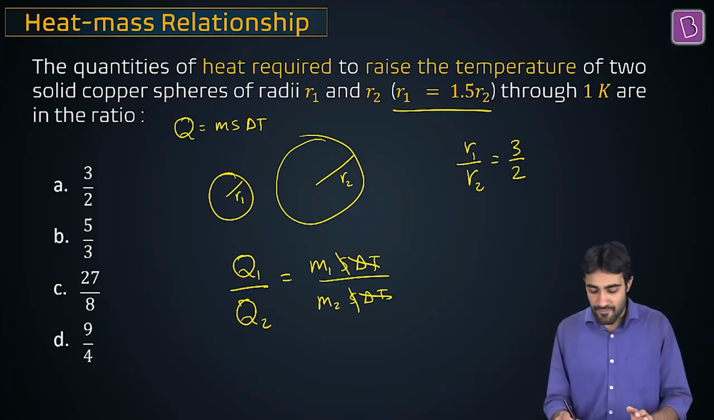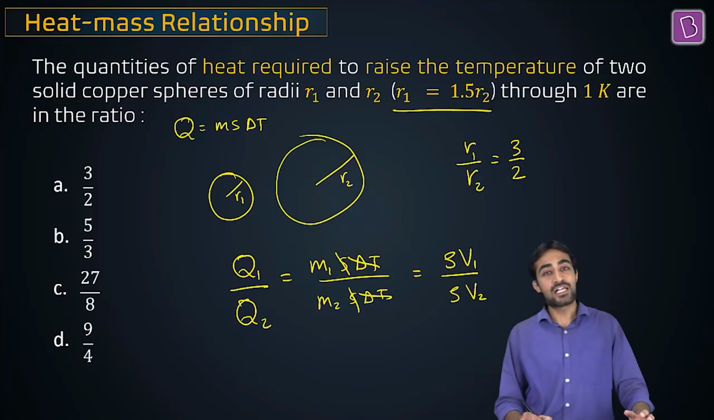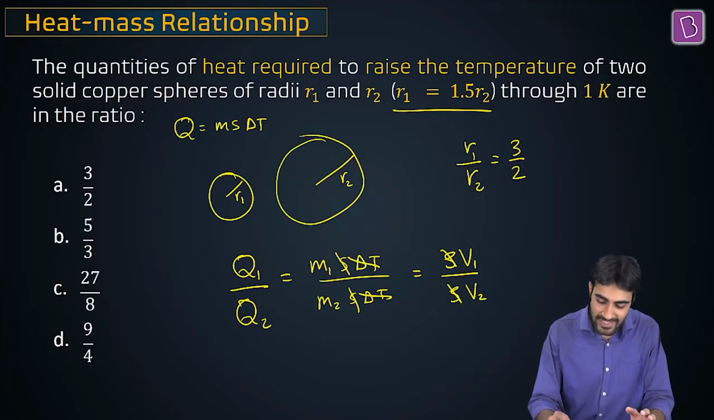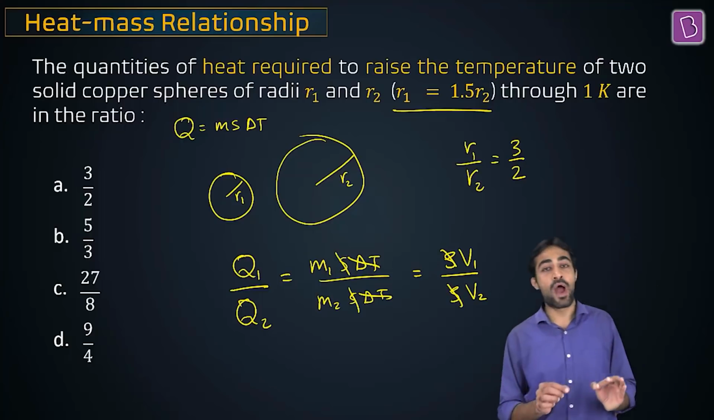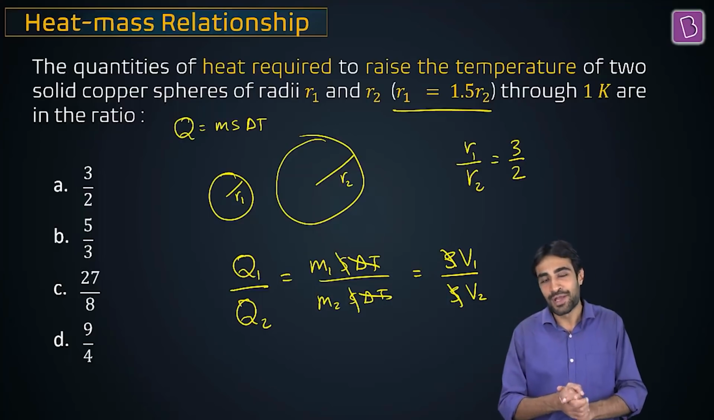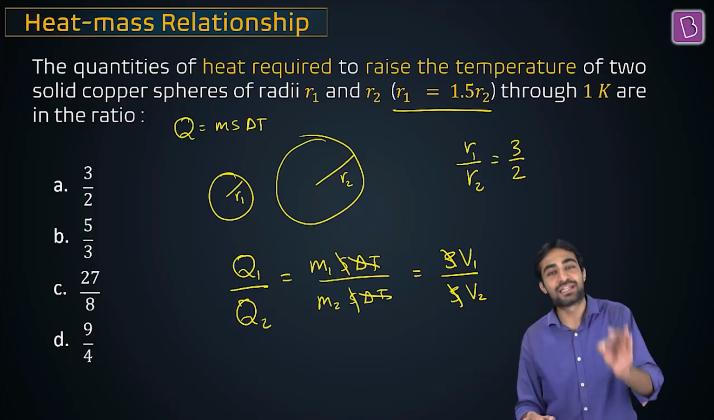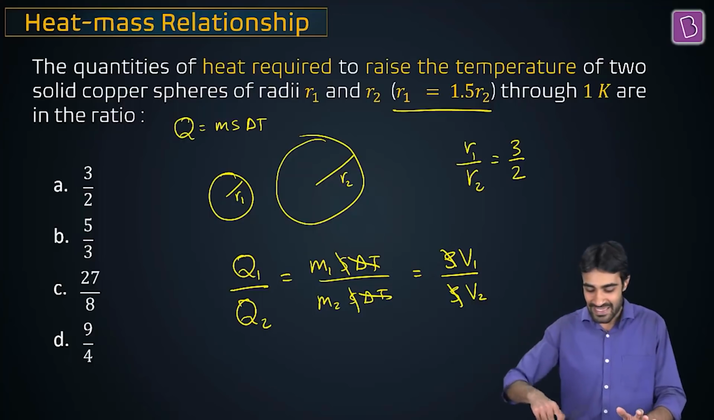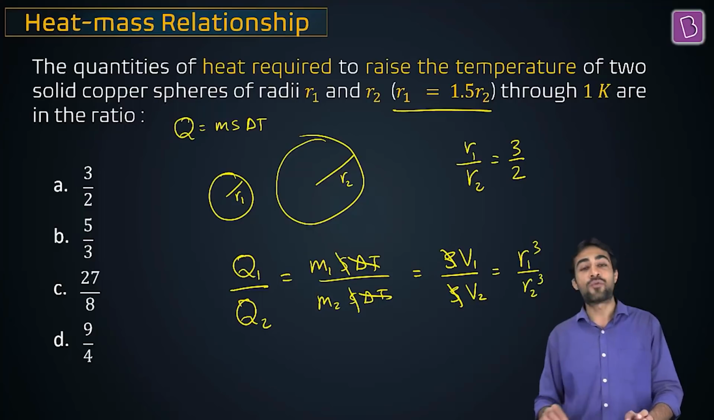Now, when we multiply mass per unit volume by the volume, we get the mass. Mass per unit volume is the same in both the cases, so rho also gets cancelled out. This means the ratio of heat required is the ratio of masses, and this is equal to the ratio of volumes. Volume of a solid sphere is proportional to R cube. So R1 cube by R2 cube will give us the ratio of heat required.